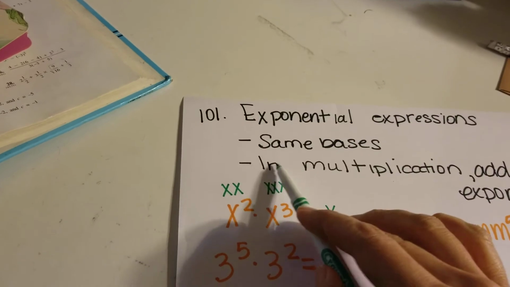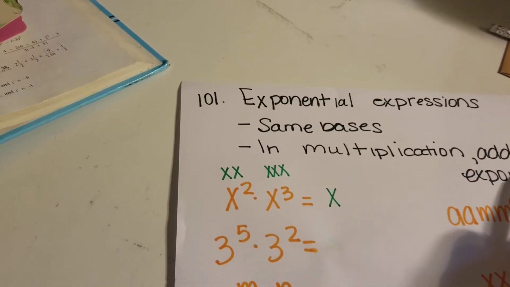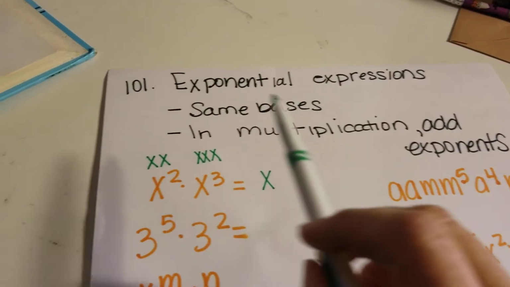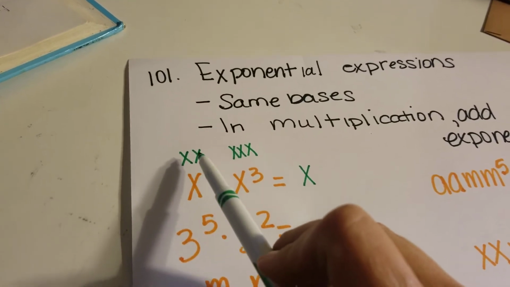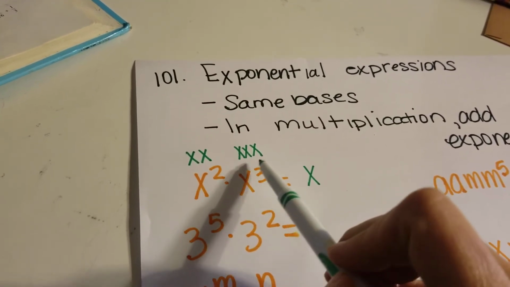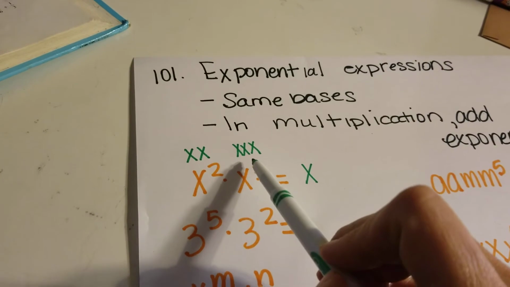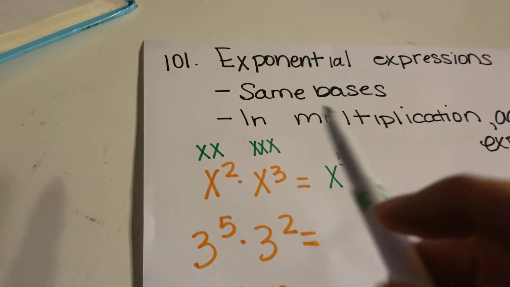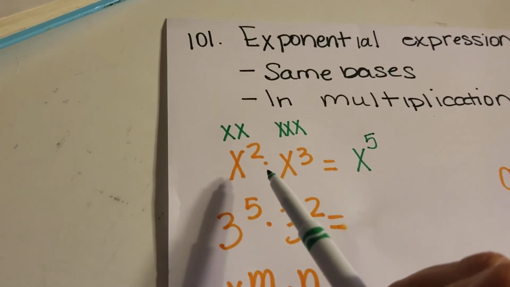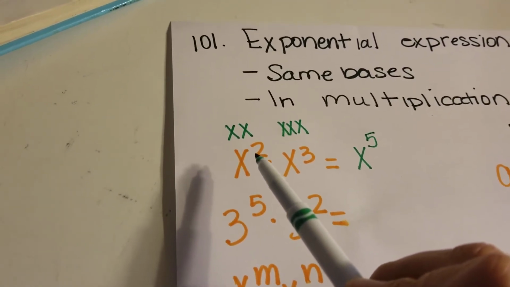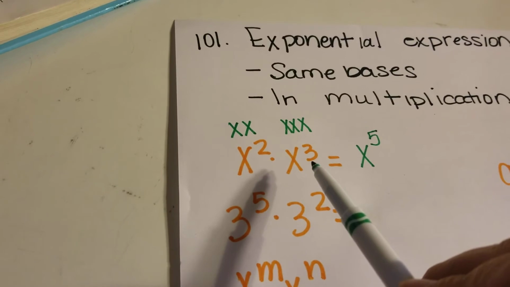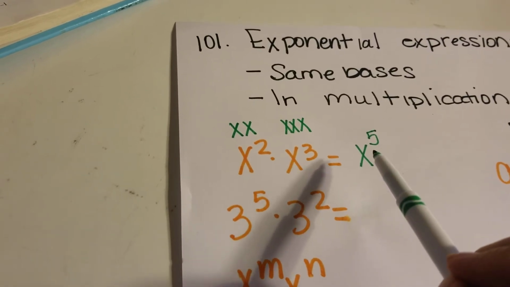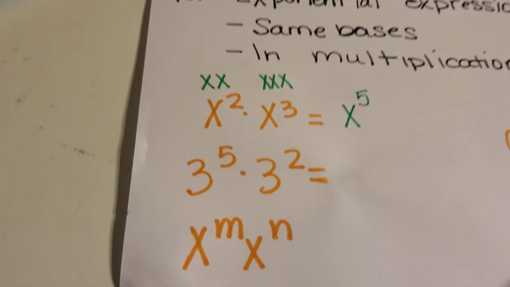Now here it says in multiplication you add exponents, right? So let's think about that. If there are 2 x's here and 3 x's there, how could we rewrite that? X to the 5th. And if you look at what I've done, I've got multiplication, the dot. I take my 2 plus my 3, and I get my 5. So that's how I've simplified.